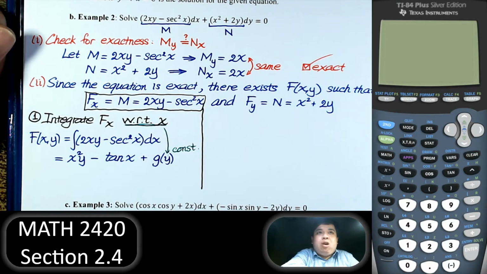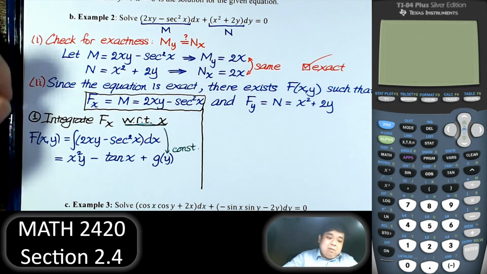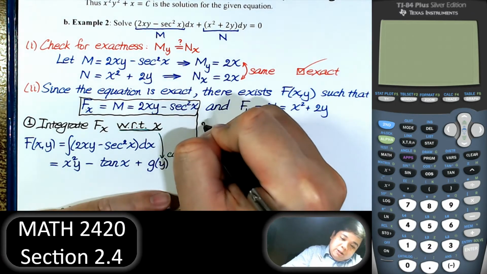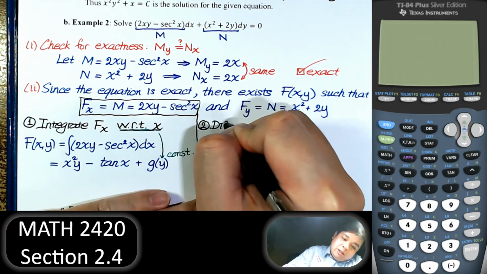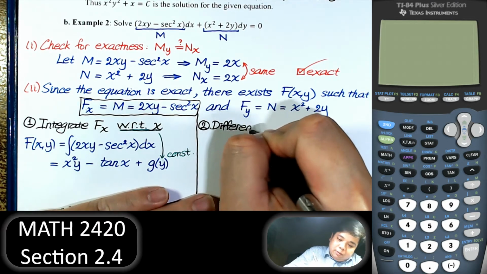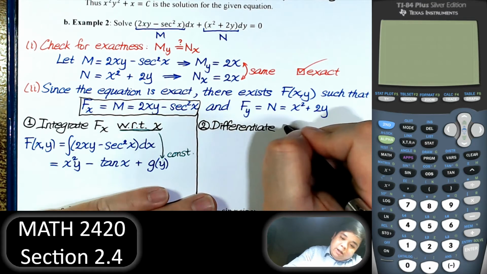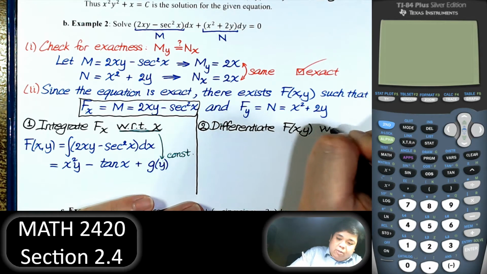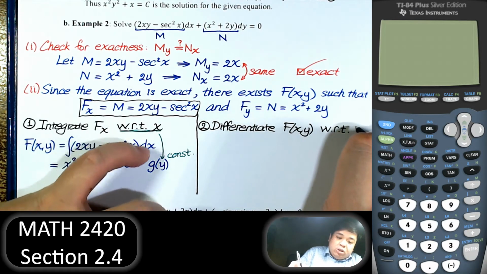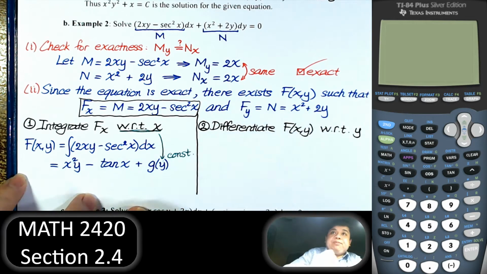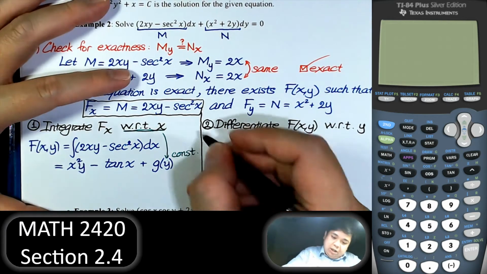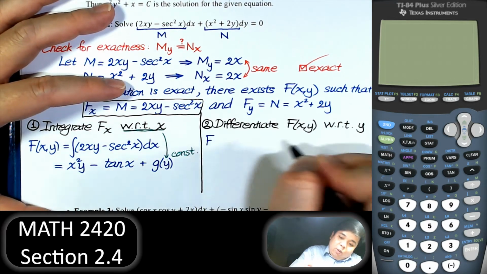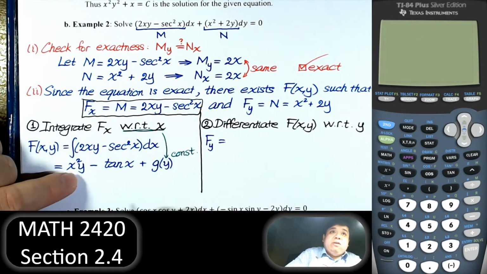Right, so that's the first step of the problem. The second step, I will integrate this, differentiate. So second step, differentiate this with respect to x, then this will be with respect to y. So derivative of this with respect to y. So f with respect to y. Right, derivative of this with respect to y.